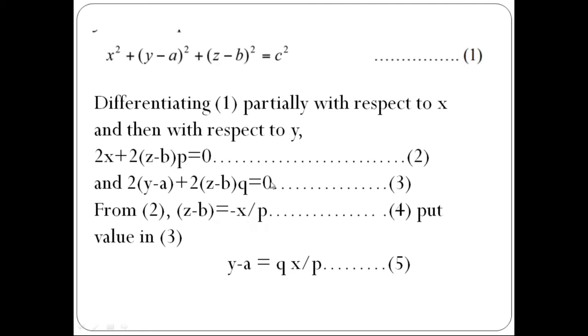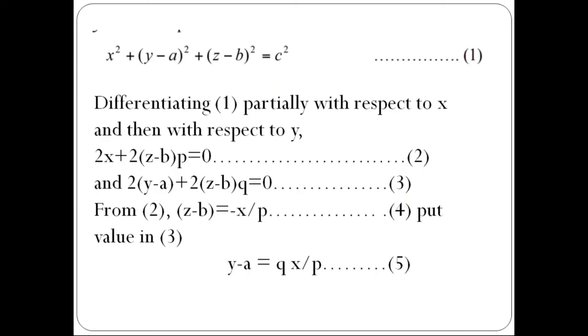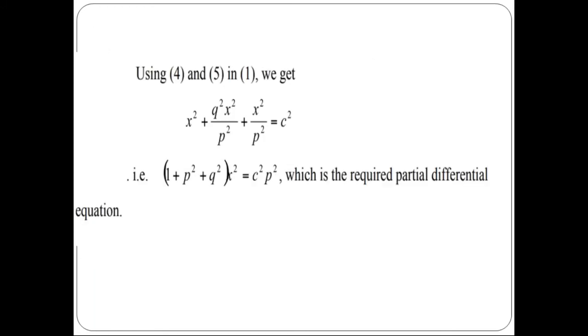I will put this in equation 3. Then I will get the value of y minus a, and I have the value of z minus b. I just put these values here and I will get the required differential equation. I repeat, this is the equation given to you. I differentiate with respect to x, and I differentiate with respect to y, and by having the values in terms of a and b, I can eliminate the constants. Here I just put the values of y minus a and z minus b. We will get this equation, and after solving it, we will get the required partial differential equation.